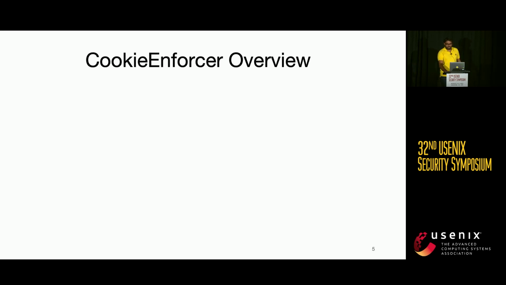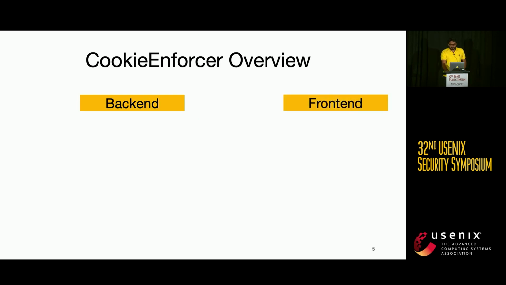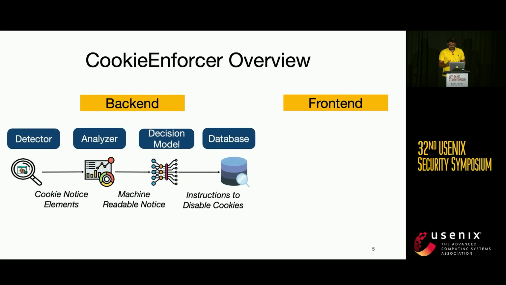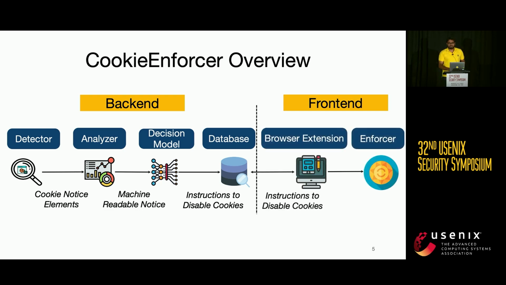Here's a brief overview of the Cookie Enforcer pipeline. It consists of 2 main components, backend and front end. The backend consists of modules which take the cookie notice and extract instructions to disable the non-essential cookies and store them in a database. And the front end consists of a browser extension and an enforcer module, which take the instructions and perform the actions on the user's browser.